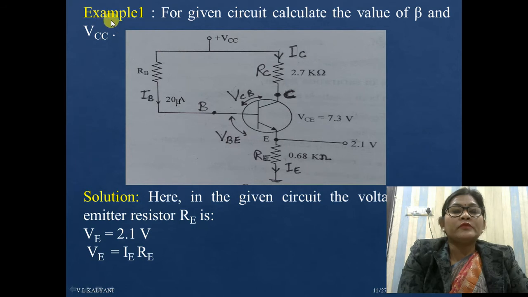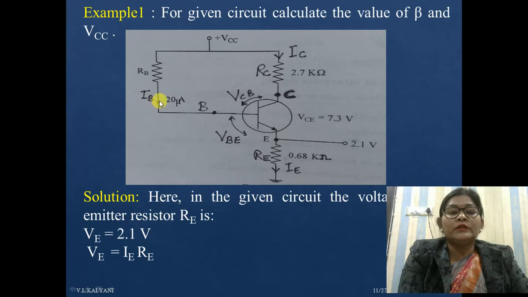This one is the first example. Here the circuit is given, and for the given circuit, calculate the value of beta and VCC. So how to calculate the value of beta and VCC? According to the circuitry given here, this is an NPN transistor, and this is the base terminal, this is the collector terminal, and this is the emitter terminal.